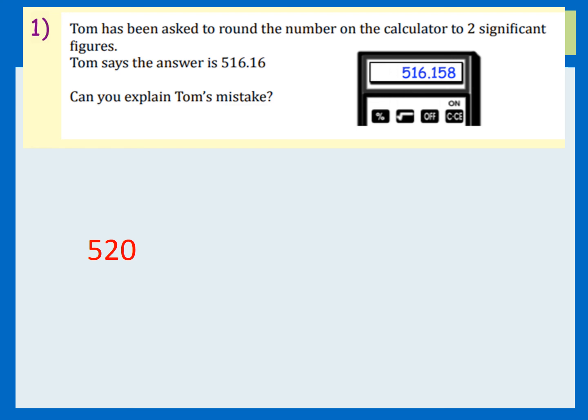Now the question's asking us, however, to explain Tom's mistake. So we need to see what he's done wrong. Now we can see his answer, 516.16, definitely isn't the same as ours. So we need to figure out what it is he's done. In this case, it looks like he's rounded his answer to two decimal places. Now, this is something that comes up often. This is a common mistake that people will make: they will round to decimal places instead of significant figures. So this is something we need to be aware of when we're doing things like this.